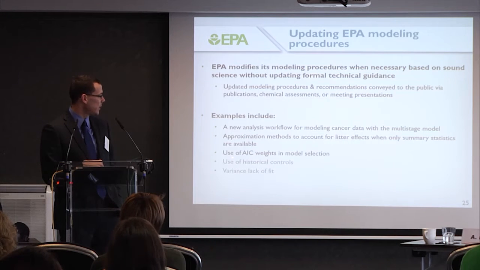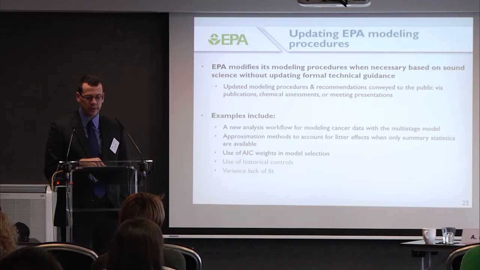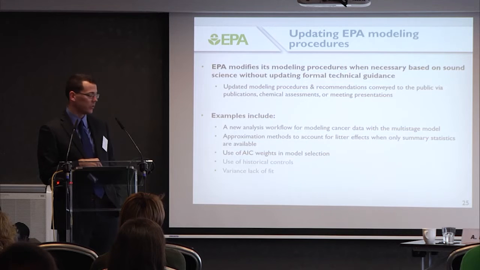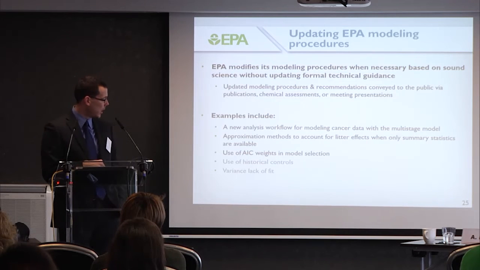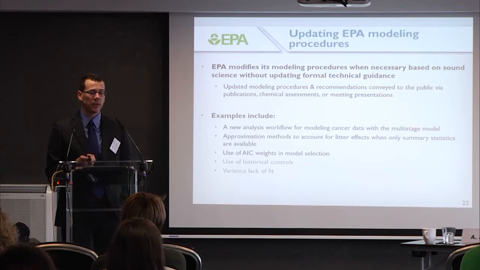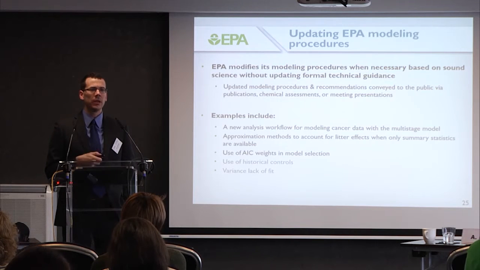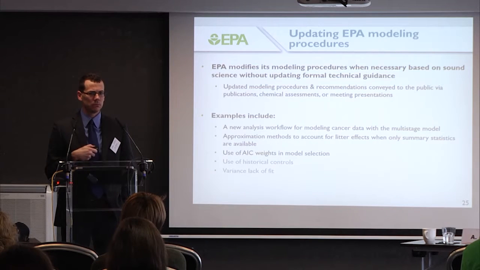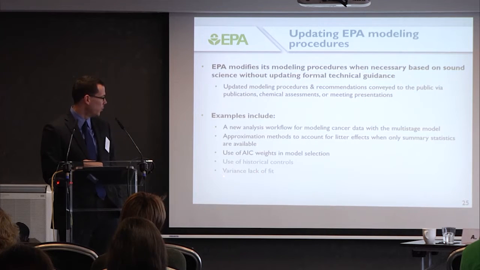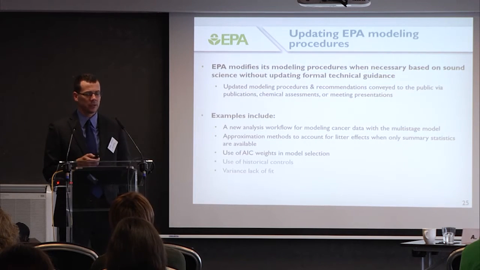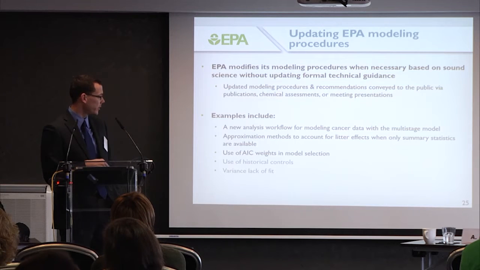And then the EPA statistical working group is currently discussing maybe incorporating the use of AIC weights in model selection more explicitly. Other issues are the use of historical controls and how to do that. The guidance does acknowledge that sometimes it may be advantageous to use historical controls, but how you do that is not prescriptively outlined in the guidance. And then what to do when you have a lack of fit for variance in your models.